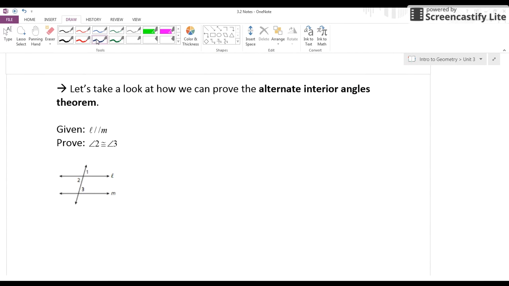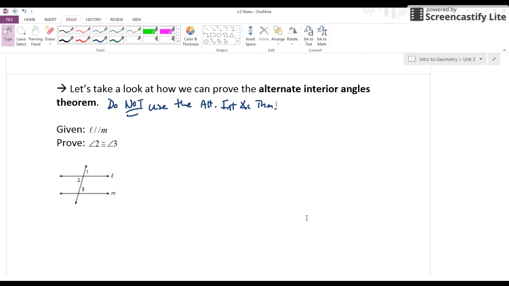How do we prove the alternate interior angles theorem? So the first thing you should cross off your list is using the alternate interior angles theorem, right? We're proving it, so do not, oops, that's not an I, that's a T. Do not use the alternate interior angles theorem.